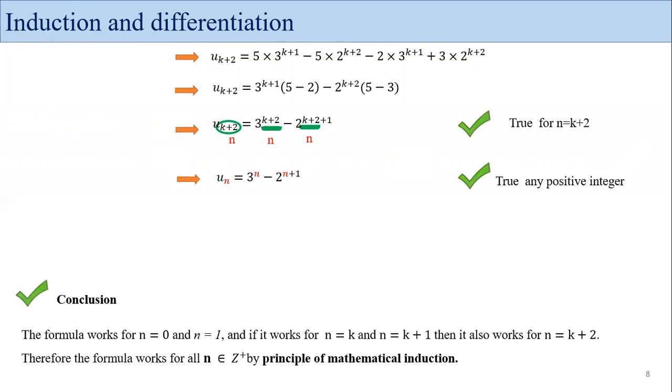The formula works for n equal to 0 and n equal to 1. And if it works for n equal to k and n equal to k plus 1, then it also works for n equal to k plus 2. Therefore, the formula works for all positive integers by the principle of mathematical induction.